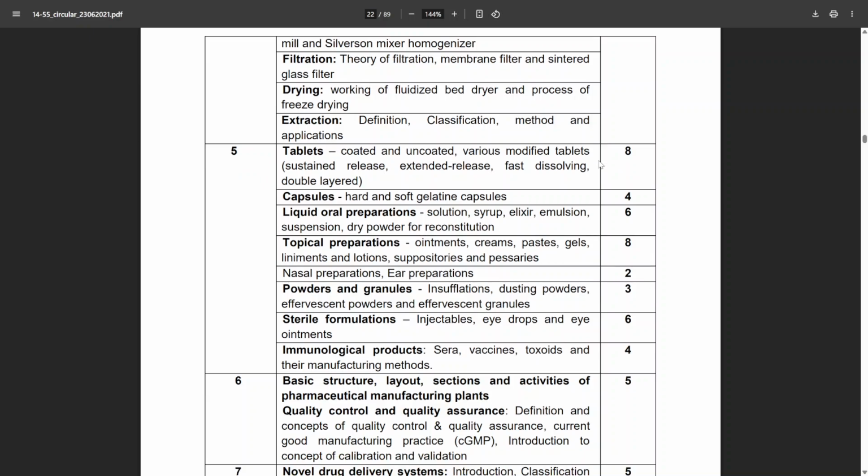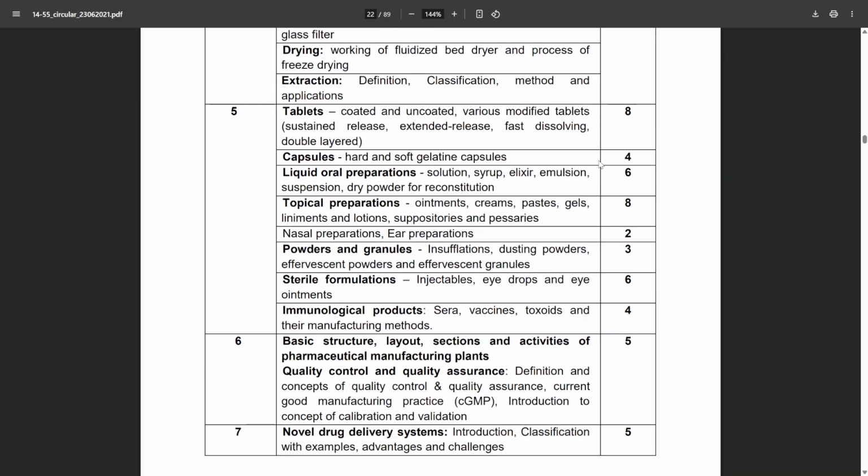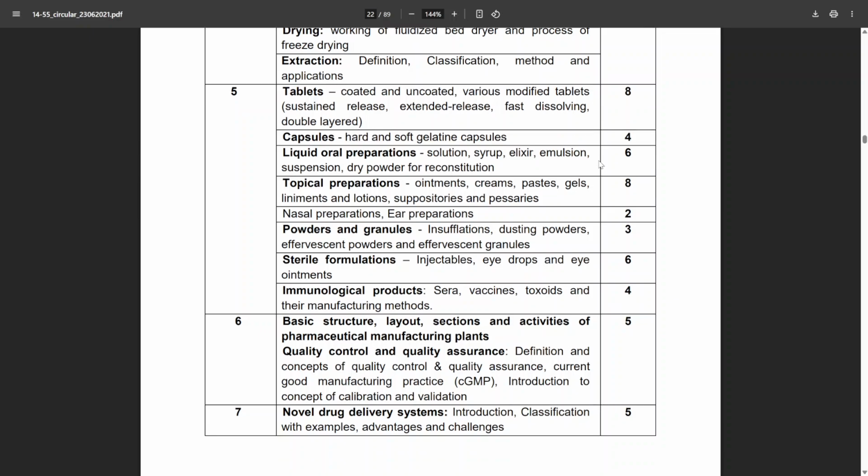Chapter 5. Tablet, coated and uncoated, various modified tablets, sustained release, extended release, fast dissolving and double layered. Capsules, hard and soft gelatin capsules. Liquid oral preparations, solutions, syrups, elixirs, emulsions, suspensions, dry powder for reconstitution.